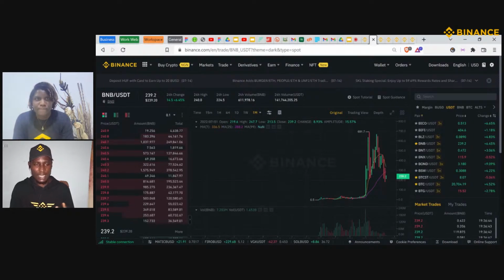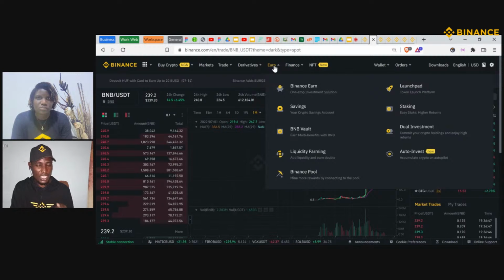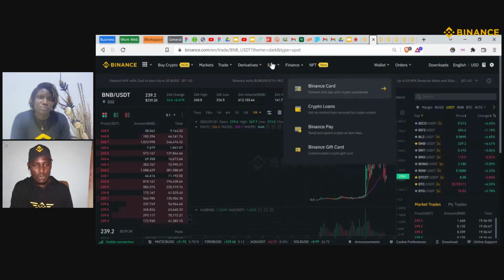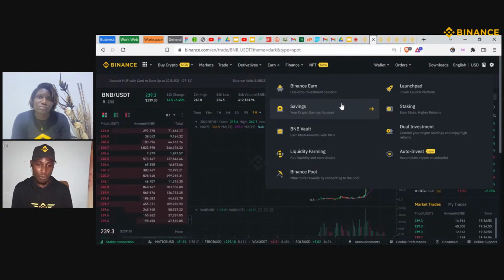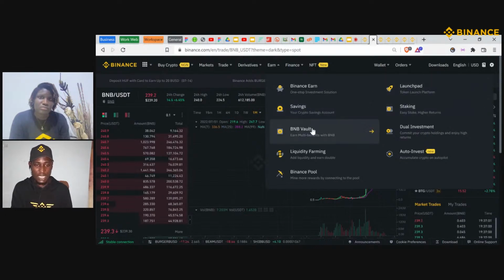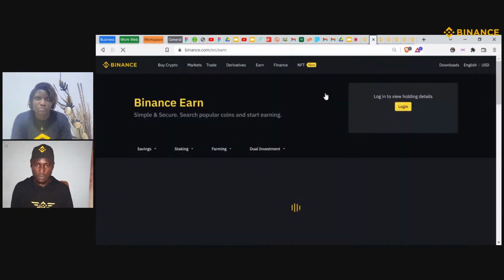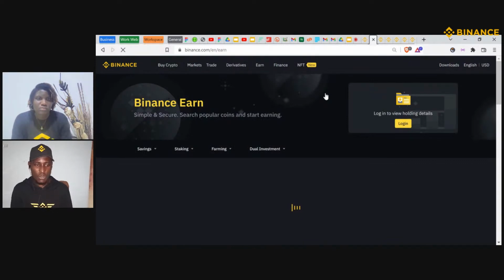To access Binance Earn, all you have to do is come to Earn on the navigation bar here. Now here you can see the different Earn products that are available. The major ones are the savings, the launchpad, staking, BNB vault, and the liquidity swap. So let me just do something. Let's go to the Binance Earn page right now. So here you get an overview, everything about what Binance Earn stands for.